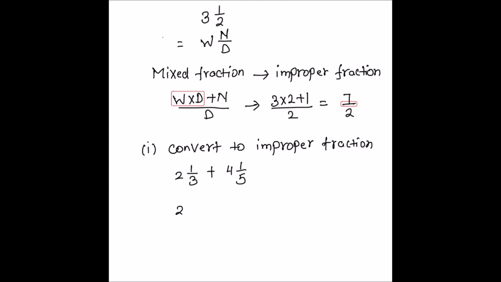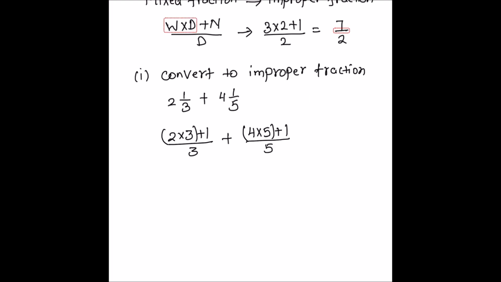So this will be 2 times 3 plus 1 divided by 3, plus 4 times 5 plus 1 divided by 5. 2 times 3 is 6, 6 plus 1 is 7, 7 by 3, plus 4 times 5 is 20, 20 plus 1 is 21 divided by 5. From here we can further solve it using the LCM method or the cross multiplication method.